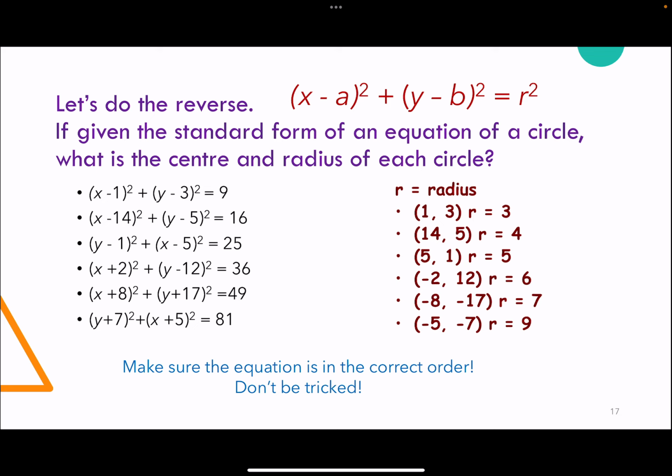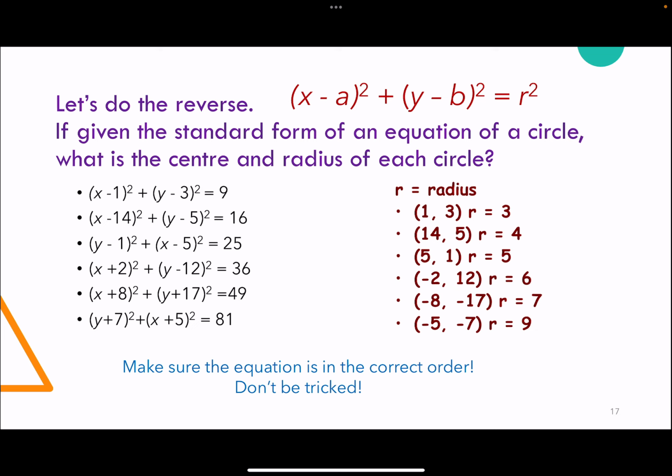It's because for the third and the sixth question, I have purposely swapped the order of x and y. So be very mindful. You have to understand that we always have to start with (x minus a) squared plus (y minus b) squared equals r squared. So sometimes you may have to just change the order so that you can get the a and b accordingly, which is the center of the circle.